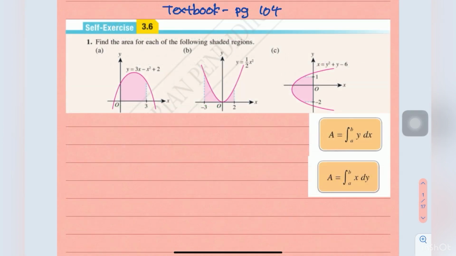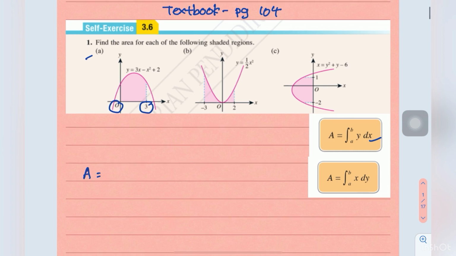Now let's do a question from the textbook, page 104, self-exercise 3.6. Find the area for each of the following shaded regions. Question 1a. Here the lower limit is 0 and the upper limit is 3. These limits are values of x, so we use the first formula. Area equals the integral from 0 to 3 of y dx, so y is 3x minus x squared plus 2, dx.